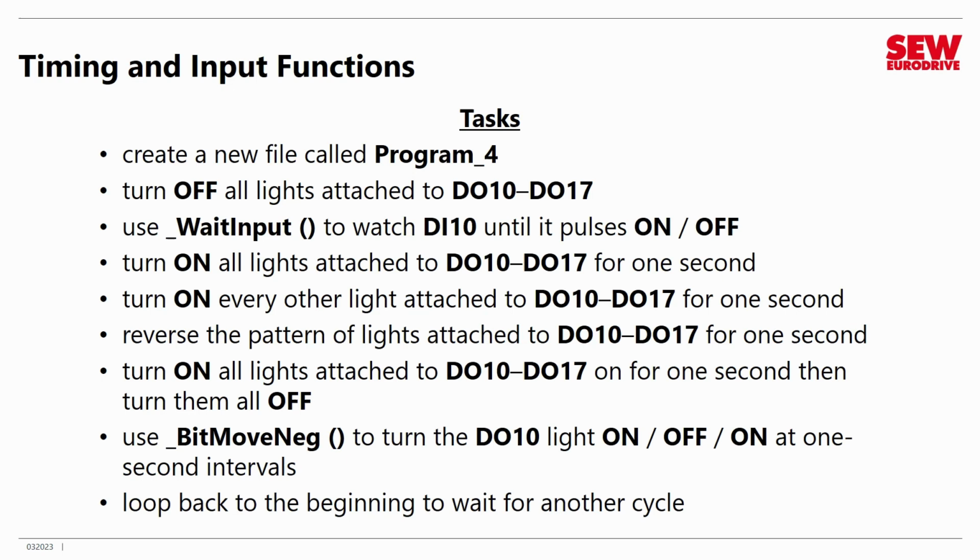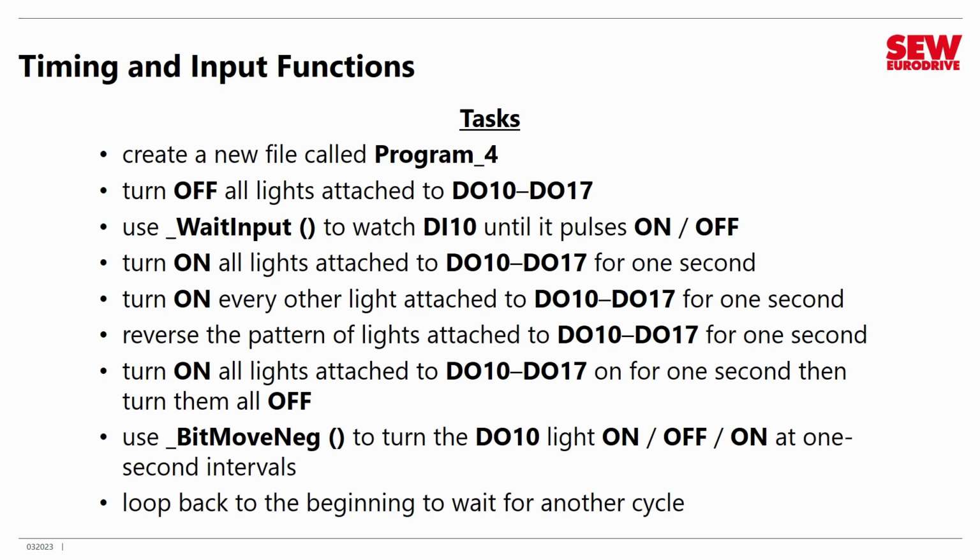And here's what your program does. First of all, turn off all the lights attached to DO10 through DO17. Then use the wait input function to watch DI10, and you want to watch until it is turned on and then off. So you're going to have to check for two conditions, it being switched on and then being switched off. So you're going to toggle that switch on-off to make things start.